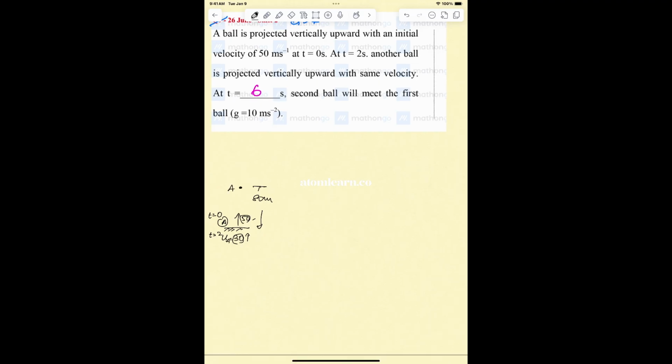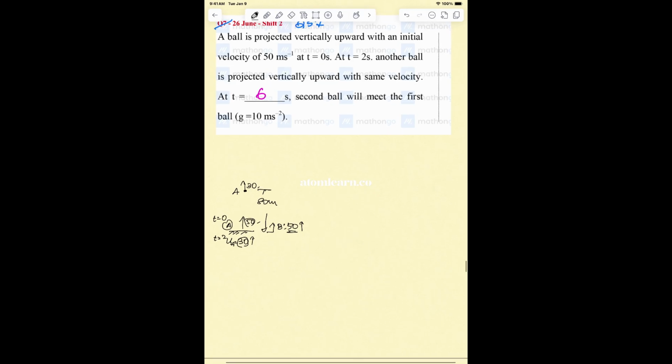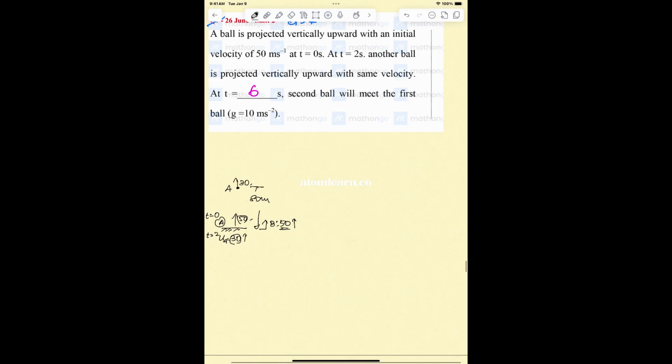Therefore now A will be at this point with the initial velocity of 30. Okay, 80 meters. Now at that time B gets projected vertically upward with the same velocity of 50 meters per second. Then at what time will they meet? That means what is the relative velocity? Let's take everything relative to A. Okay, everything relative to A. That means B relative to A.